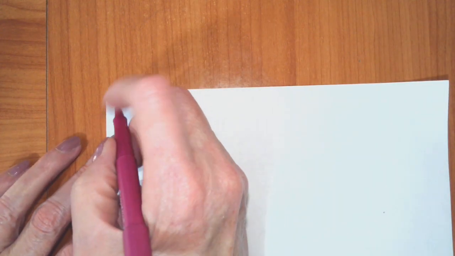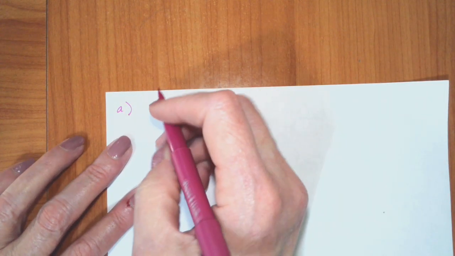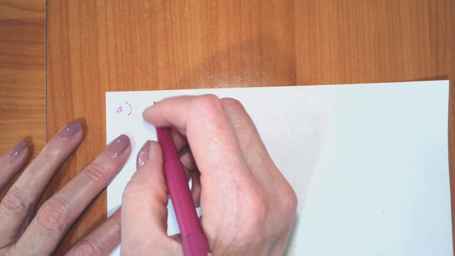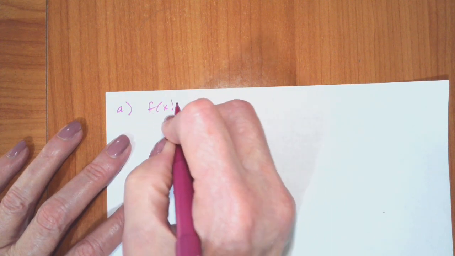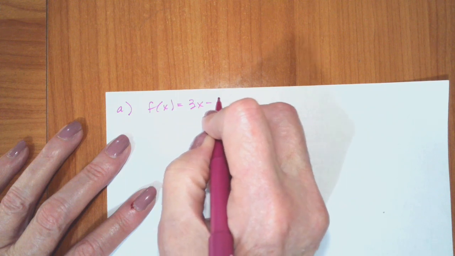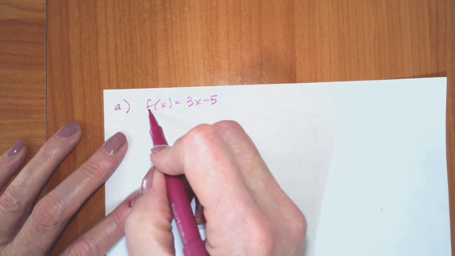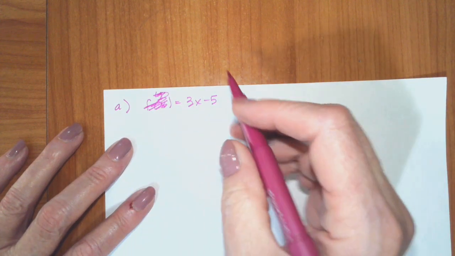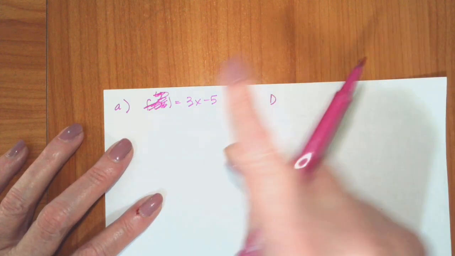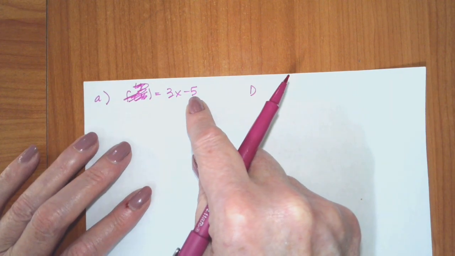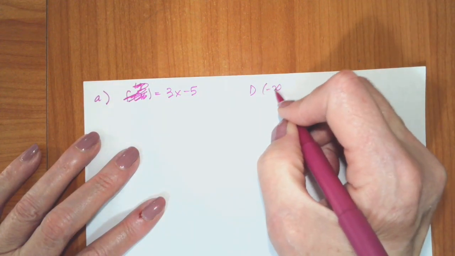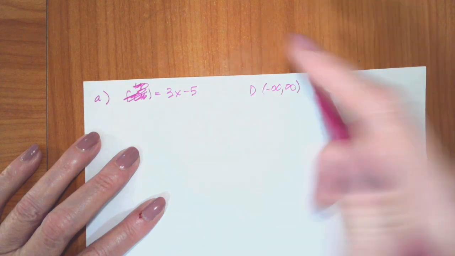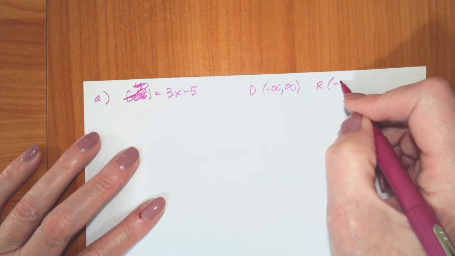Okay, so let's see what we're going to do on this. All right, so for A, let's see, f of x is 3x minus 5. I replace this with y. Oh, first I want to find the domain and range. Okay, so this function is a linear function, which is a polynomial, which means there is no restriction on the domain. Since it's an odd power, there is no restriction on the range.